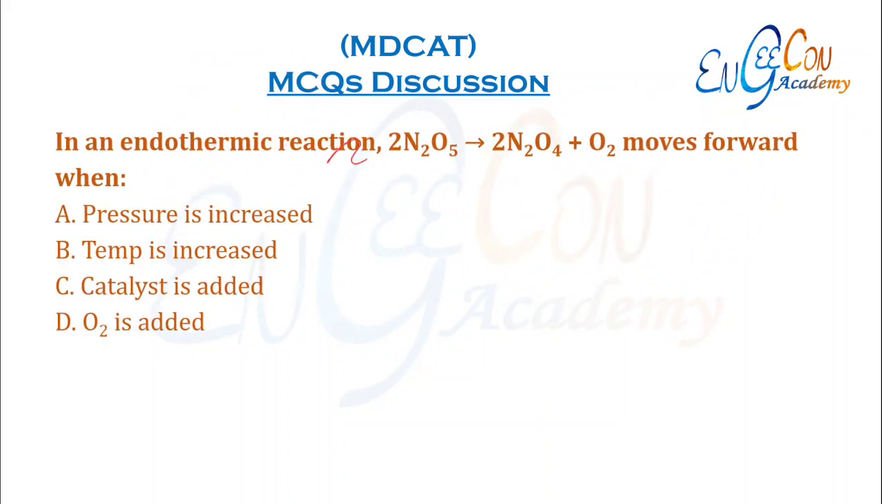In an endothermic reaction, 2N2O5 gets converted into 2N2O4 plus O2. It moves forward when? So now this reaction would move forward when the temperature is increased, because for an endothermic reaction, increasing the temperature makes the reaction go forward.